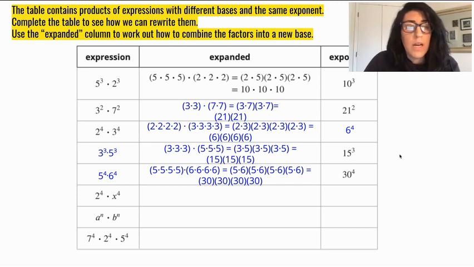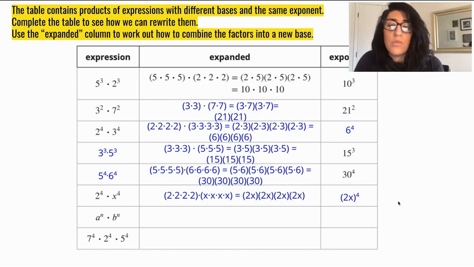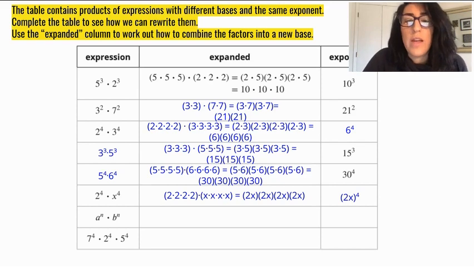In the next one, we now have a variable term as one of the bases, but the process is going to remain the same. So you see here we have the 4 factors of 2, the 4 factors of x, group them together as 2 times x 4 times, and we would write that as (2x) to the 4th, with that parentheses around the 2x to make sure that whoever is looking at this knows that the base is the 2 and the x and not the x by itself.